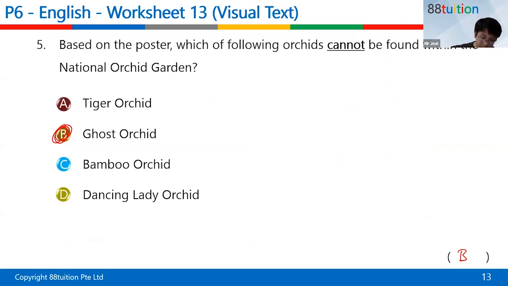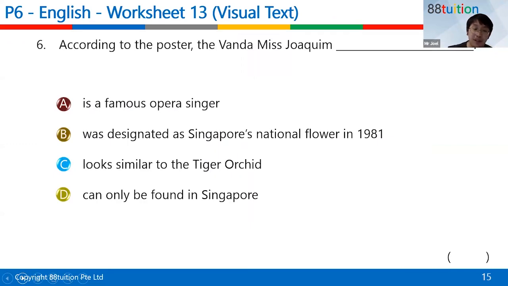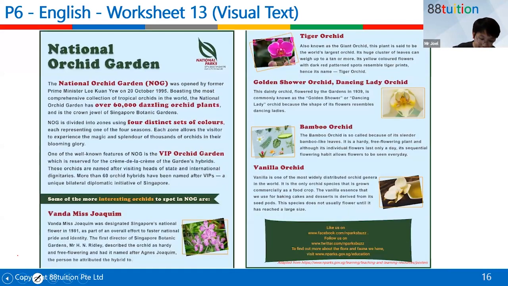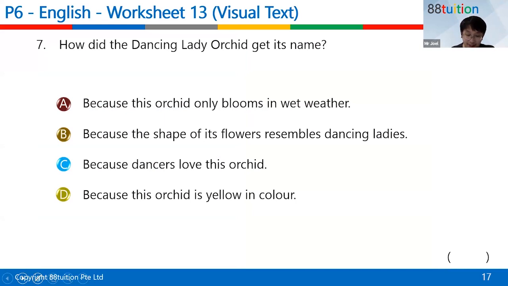Question 6. Everyone got it correct. So I just need Jairus's answer. According to the poster, Jairus, the Vanda Miss Joachim, what? Yes, Jairus is correct. Excellent. Okay, next. Also for Jairus only, how did the dancing lady orchid get its name? Oh, by the way, the previous answer is B, right? Miss Vanda Joachim was designated as Singapore's national flower in 1981. Okay? How did the dancing lady orchid get its name?